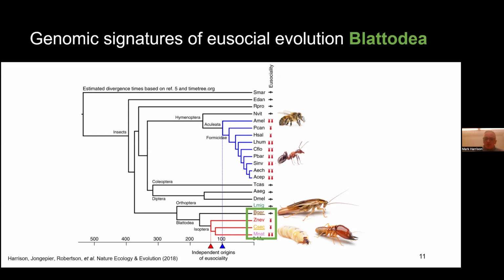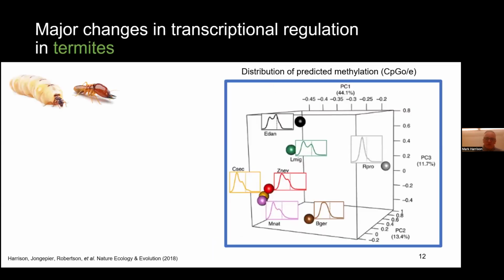And indeed, one of the expectations was confirmed, that we found evidence for increased transcriptional regulation here. There's a PCA showing the first three principal components on predicted methylation. So we see the distribution of methylation across all genes. And down here, grouped on the left, we have all the termites, the solitary cockroach much further away.